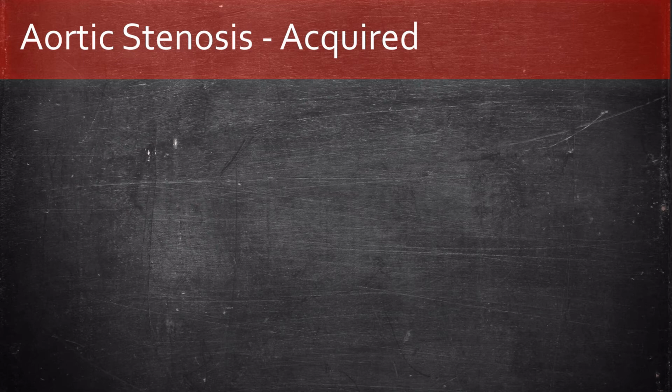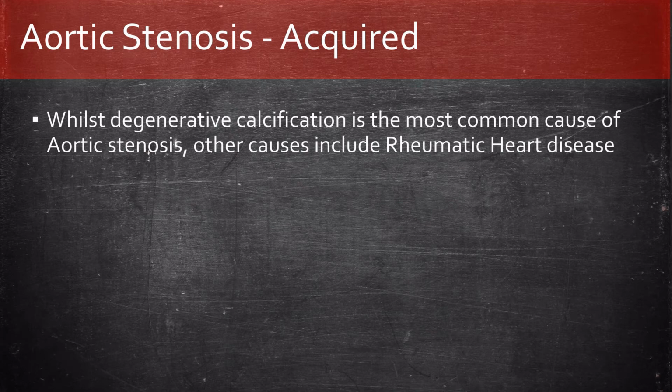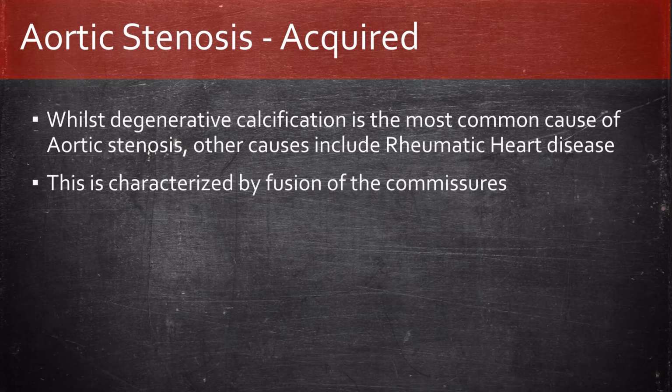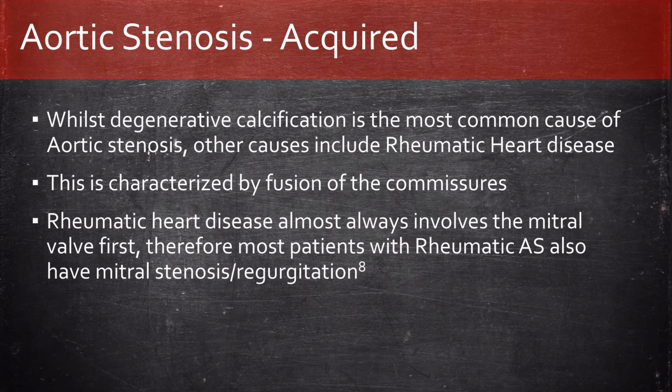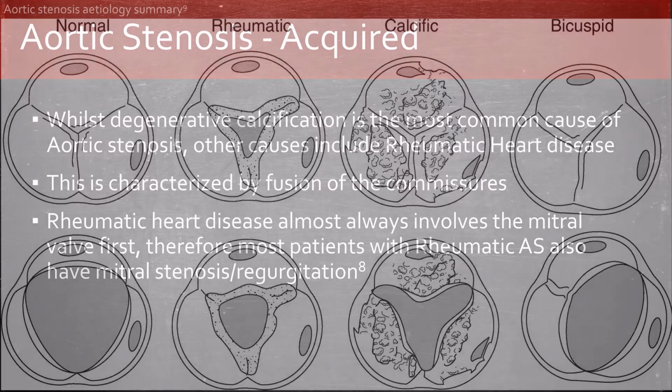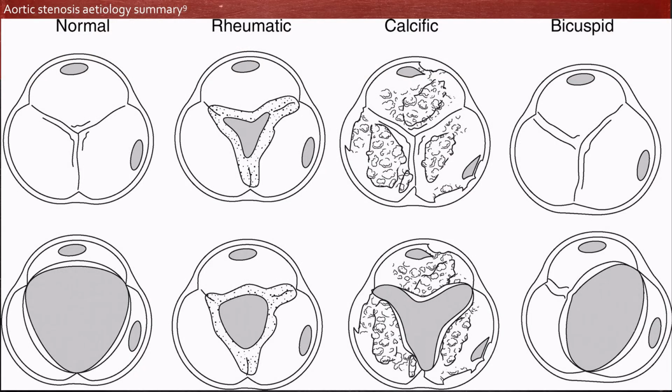Other causes of acquired stenosis are rheumatic heart disease. This is characterized by fusion of the commissures. It is important to note that rheumatic heart disease almost always involves the mitral valve first. Therefore, most patients with rheumatic aortic stenosis also have mitral stenosis or mitral regurgitation. So here we have all the causes of aortic stenosis, with a picture of each valve's appearance.